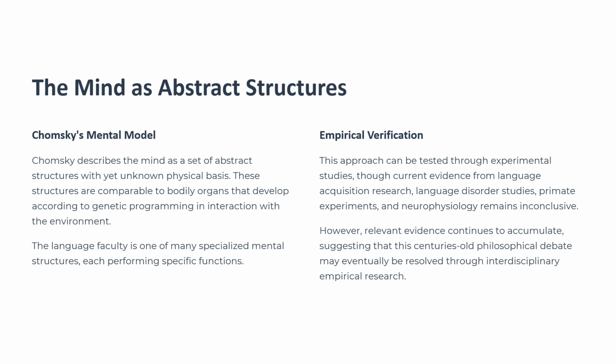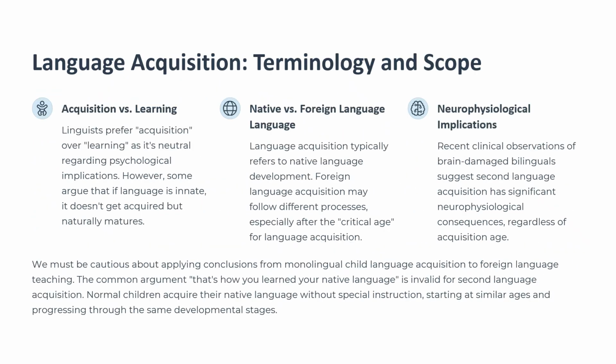Empirical verification. This approach can be tested through experimental studies. Though carrying evidence from language acquisition research, language disorder studies, primate experiments, and neurophysiology, it remains inconclusive. However, relevant evidence continues to accumulate, suggesting that this centuries-old philosophical debate may eventually be resolved through interdisciplinary empirical research. Language acquisition, terminology and scope.